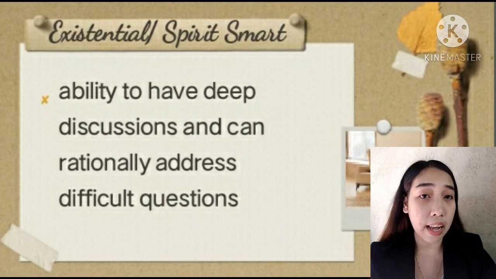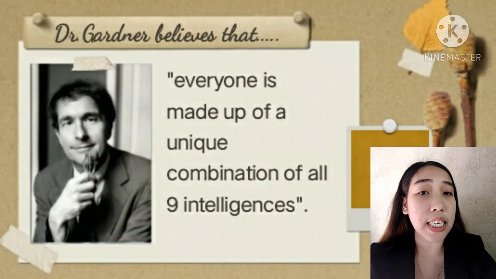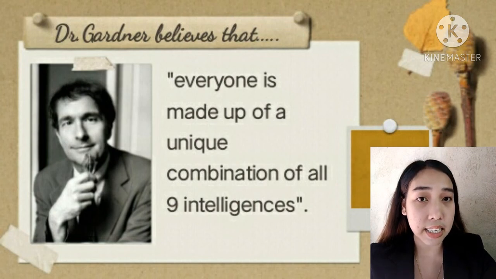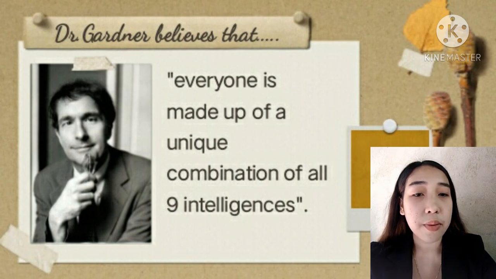With that, Dr. Gardner believed that everyone is made up of a unique combination of all nine intelligences, and these intelligences are uniquely arranged in each individual's brain and may or may not work together. With this, students can experience greater success if learning tasks are directly related to their developed intelligences. It is beneficial to both students and teachers if the intelligences are identified, because it allows the instructor to select appropriate activities for the students in the classroom and guide their learning journey more effectively.